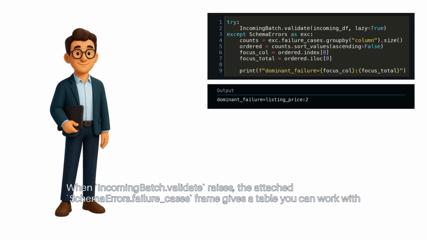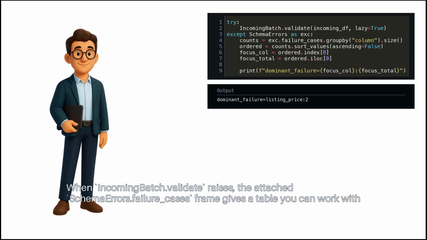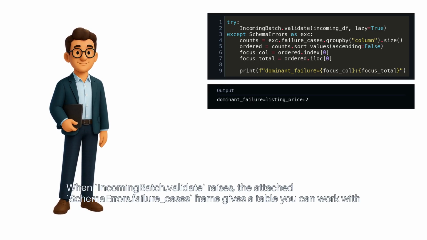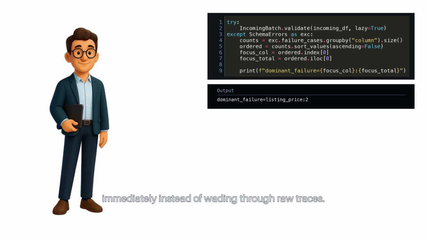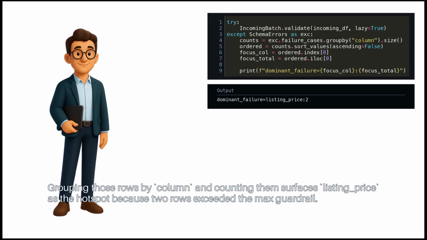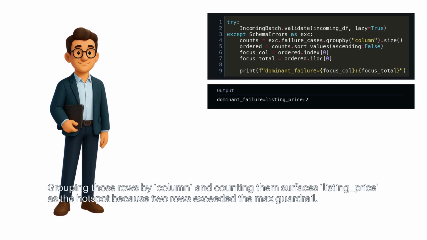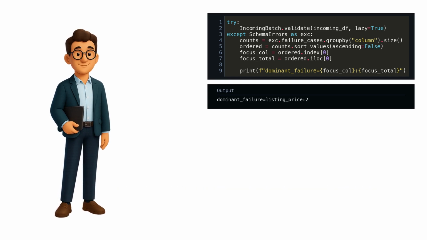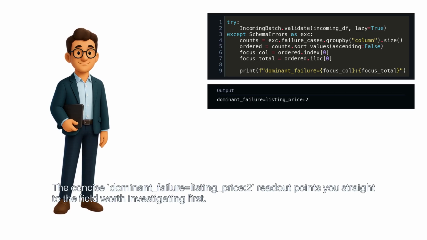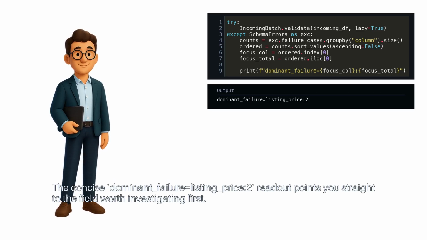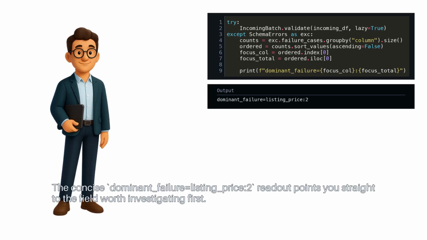When IncomingBatch.validate raises, the attached SchemaErrors failure_cases frame gives a table you can work with immediately instead of wading through raw traces. Grouping those rows by column and counting them surfaces listing price as the hotspot, because 2 rows exceeded the max guardrail. The concise dominant failure equals listing price, 2, readout points you straight to the field worth investigating first.